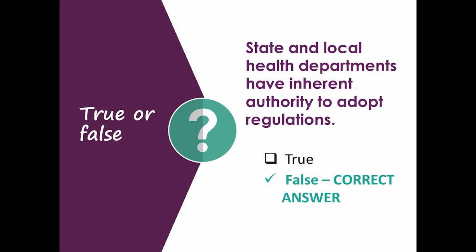The answer is false. State and local health departments may adopt regulations only when a legislature has given the agency that authority. Members of the public can challenge health departments that adopt regulations without having received the necessary authority from the appropriate legislative body. For this reason, it's prudent for state and local health departments to confirm that they have been granted the authority to regulate in a particular area before starting to develop regulations. Consulting with the agency's attorney can be helpful.